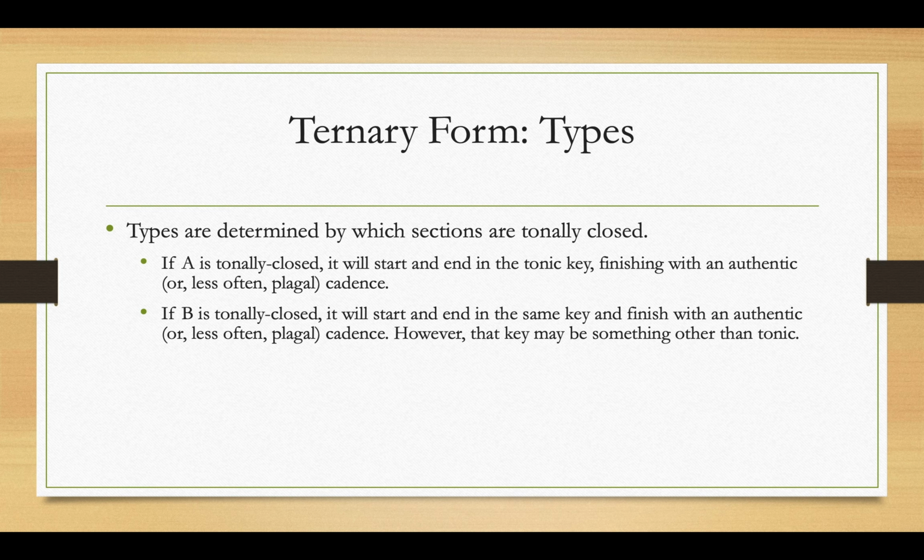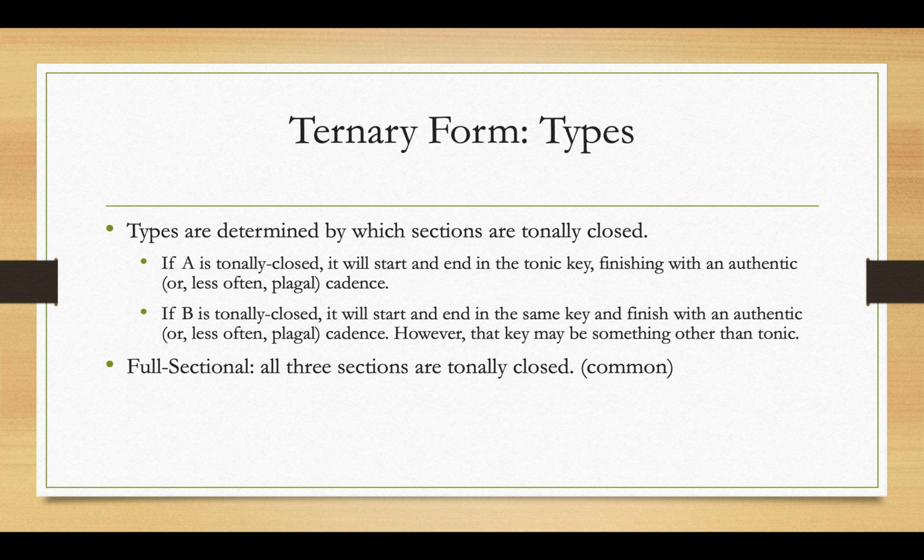If B is tonally closed, it will start and end in the same key and finish with an authentic cadence in that key. But it doesn't have to be in the tonic key. So the entire B section could be in a different key. For instance, if the entire B section, or at least the start and the end of the B section, are in, say, the subdominant key, that would count as tonally closed. If the start and the end of the B section are both in the dominant key and it ends with some sort of cadence that ends on a local tonic, that would count as tonally closed.